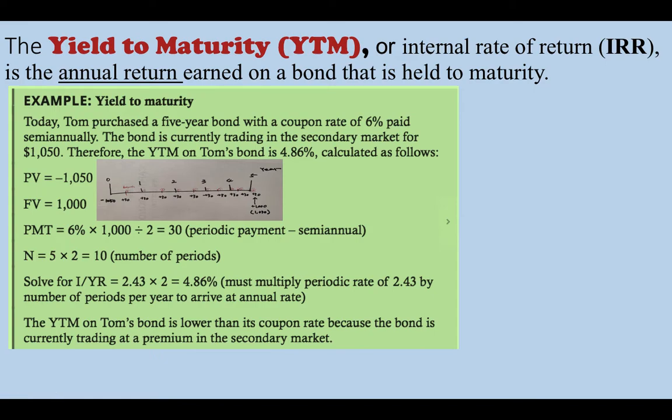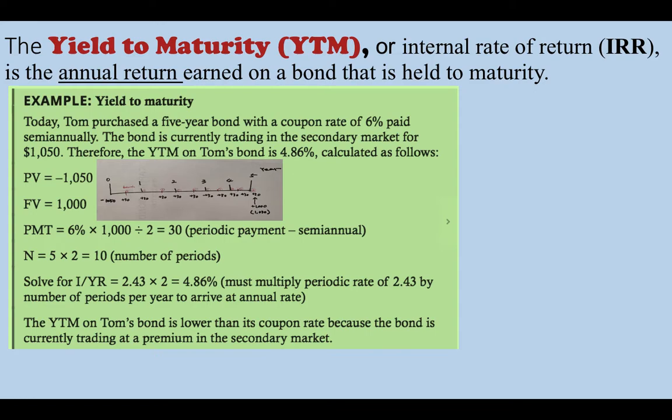Hi, in this video, I'm going to talk about the yield to maturity of a bond. So yield to maturity of a bond basically is the internal rate of return, IRR, of that bond. So it's the annual return earned on a bond that is held to maturity. Okay, let's see an example.